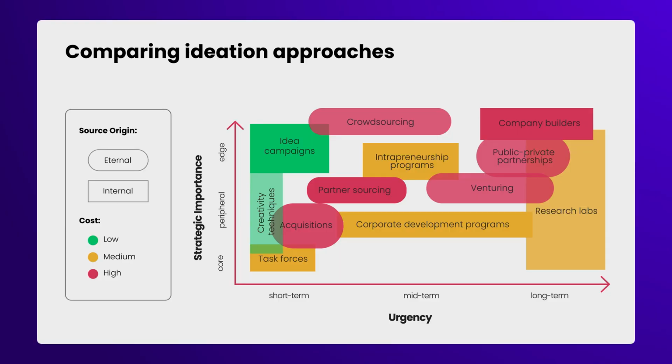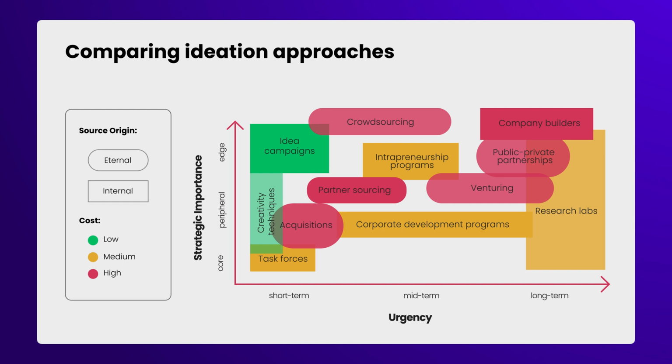However, this, of course, does not mean that all of these approaches are easy to implement. Acquisitions, for instance, can be complex as well as costly in terms of resources and capital. That's why acquisition is shown in red, whereas creativity techniques like brainstorming or employing generative AI solutions tend to be low cost and easily implemented, and are therefore shown in green according to the key on the left.